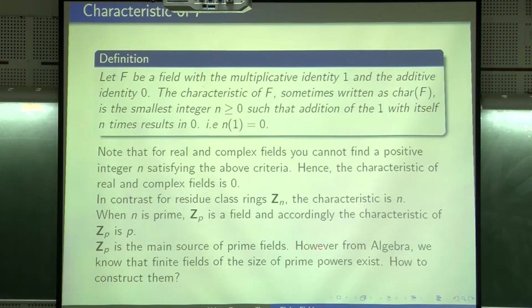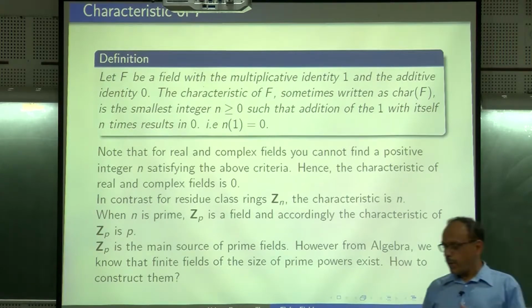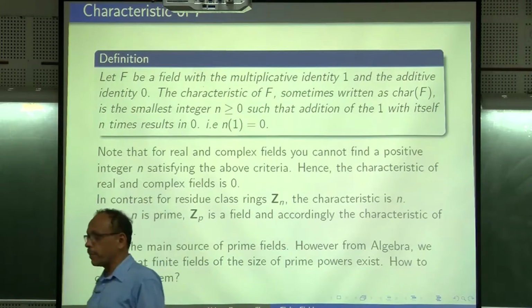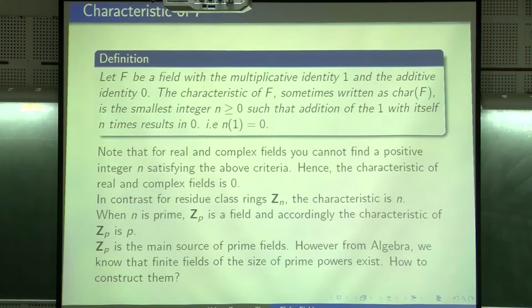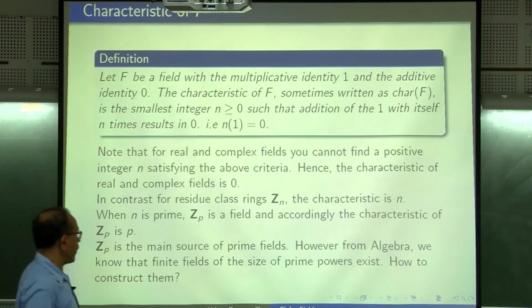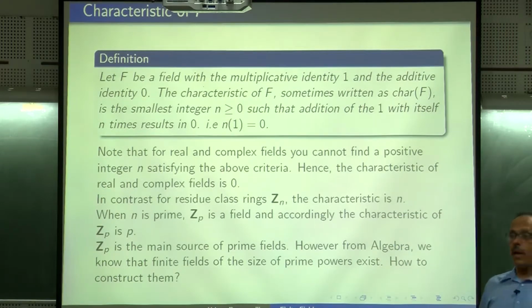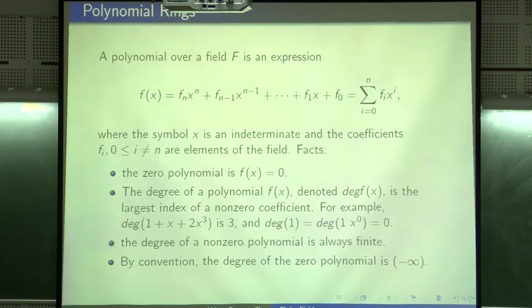However, from algebra we know that finite fields of size prime powers exist. I do not want to do a lot of algebra now. People think about these objects such as finite fields, how many are there, and there is a theorem saying that all finite fields are of the form either prime or prime powers. So far we saw a finite field of prime size, which is generally obtained from prime numbers. So how do you now construct a finite field which is of a prime power size? That is the idea.